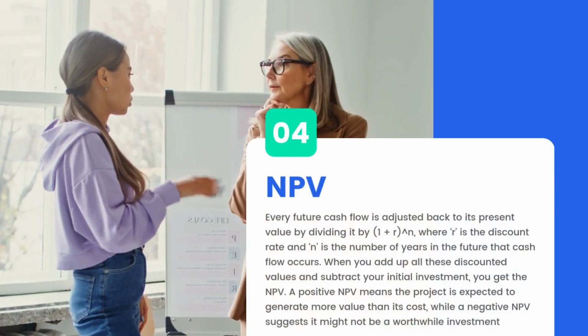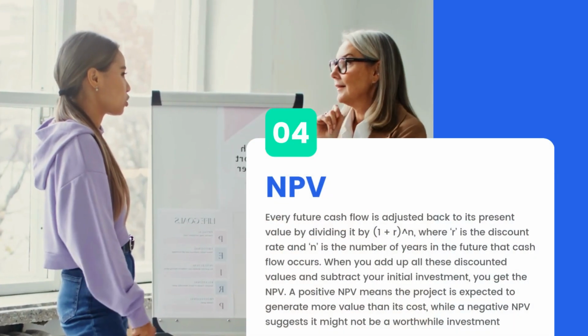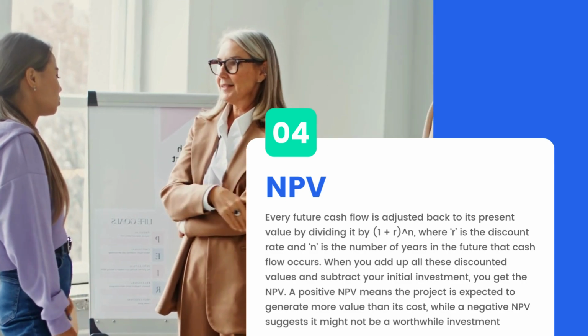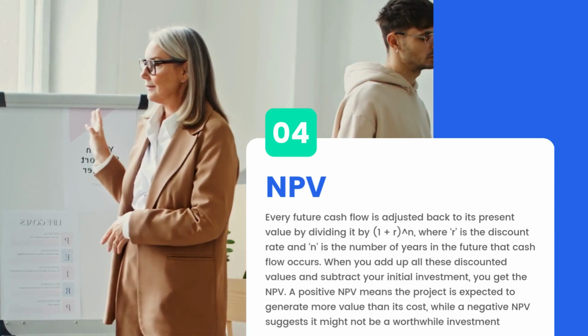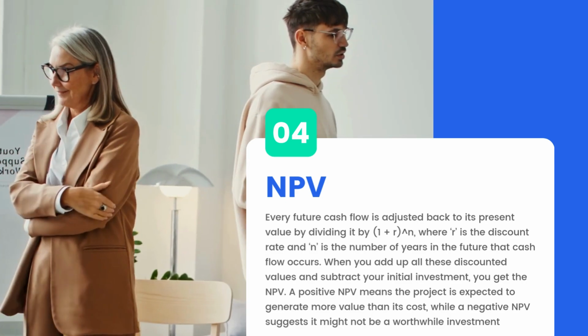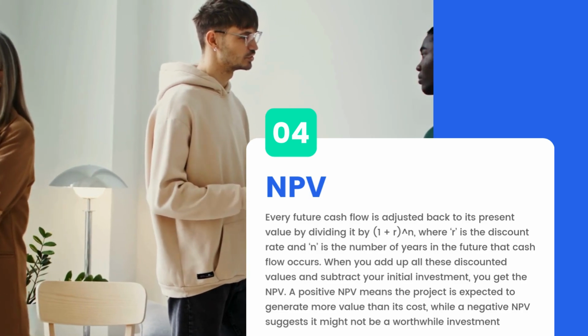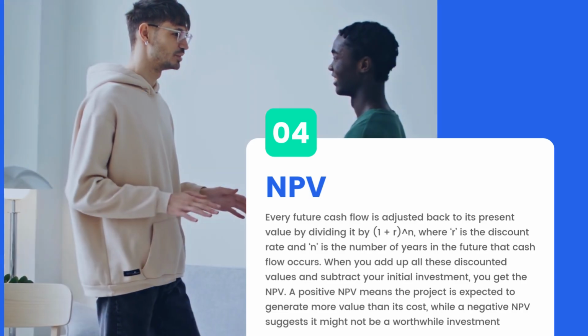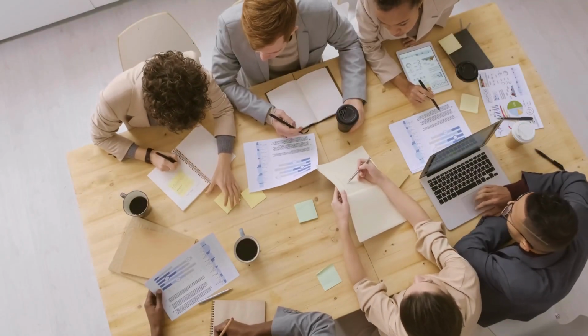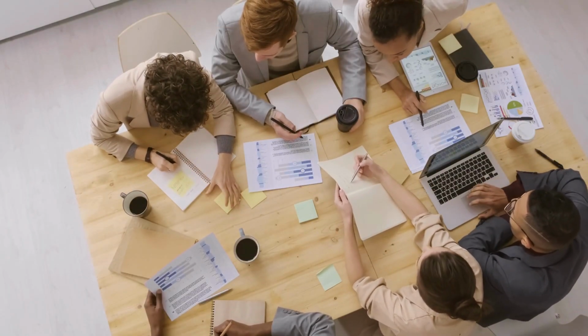Every future cash flow is adjusted back to its present value by dividing it by 1 plus r to the power of n, where r is the discount rate and n is the number of years in the future that cash flow occurs. When you add up all these discounted values and subtract your initial investment, you get the NPV. A positive NPV means the project is expected to generate more value than its cost, while a negative NPV suggests it might not be a worthwhile investment.